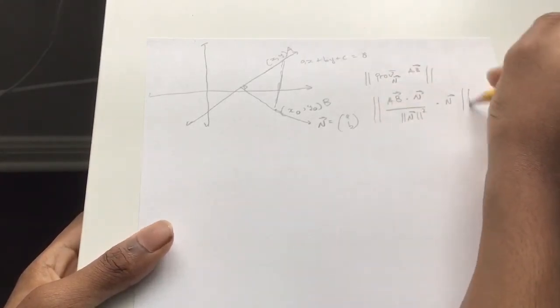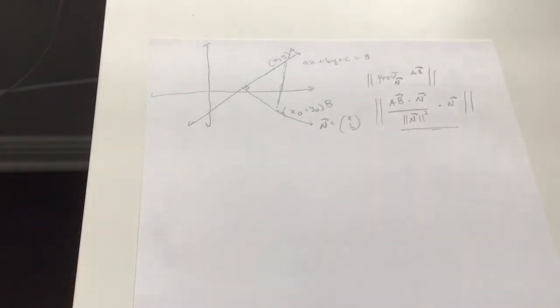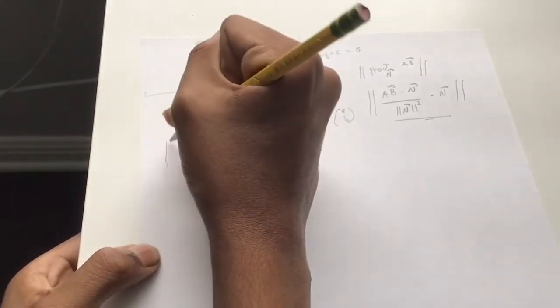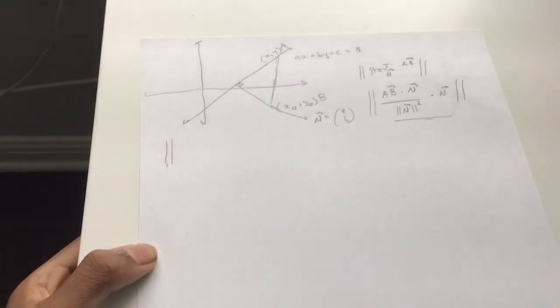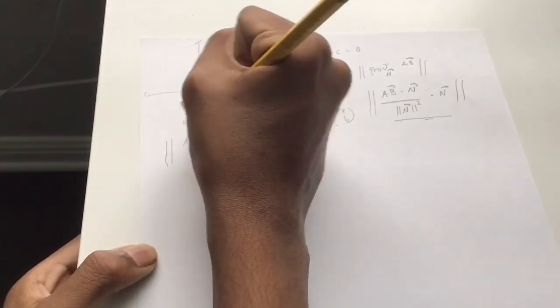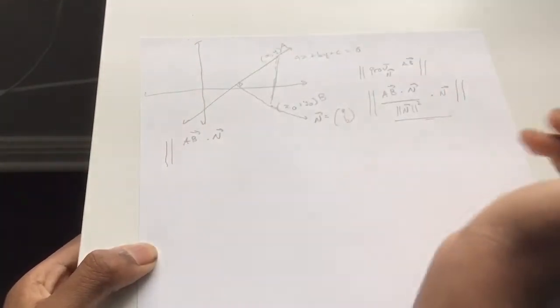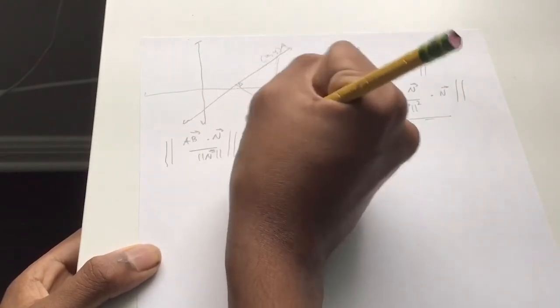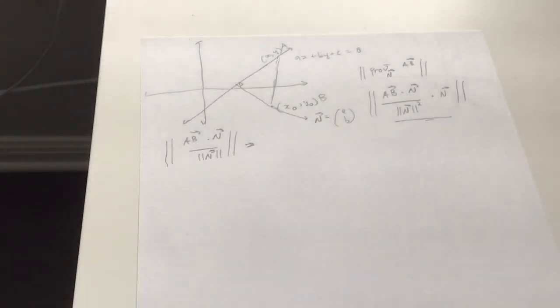This is essentially the formula for the projection of any vector. Simplifying this result a little bit, we can rewrite the magnitude as the magnitude of AB dot n over the magnitude of n, as follows. Now let's just compute this.